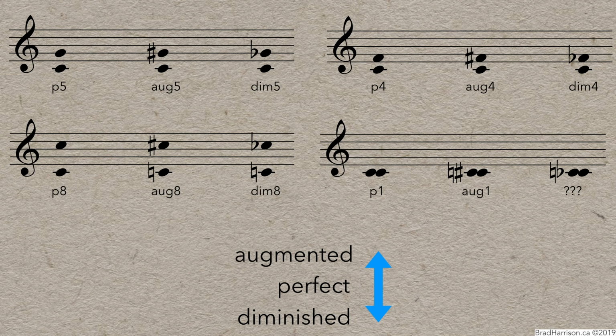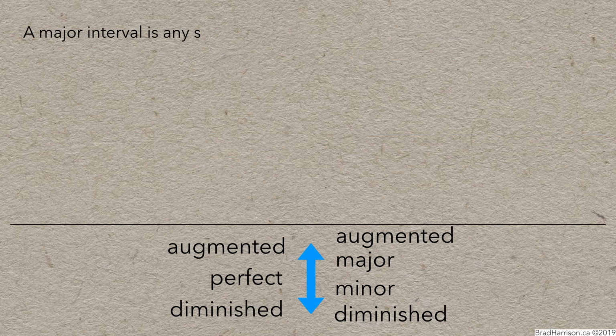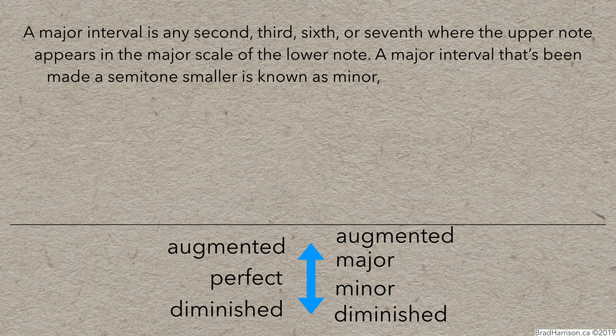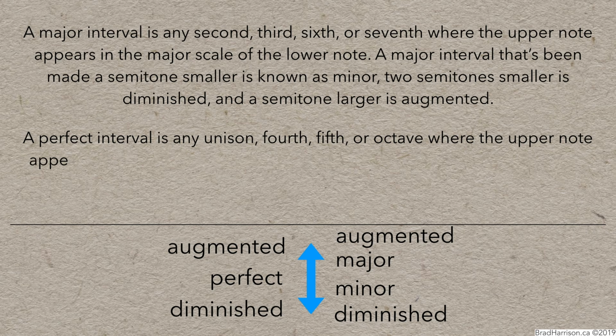It makes things complicated. So, to review, a major interval is any second, third, sixth, or seventh where the upper note appears in the major scale of the lower note. A major interval that's been made a semitone smaller is known as minor, 2 semitones smaller is diminished, and a semitone larger is augmented. A perfect interval is any unison, fourth, fifth, or octave where the upper note appears in the major scale of the lower note.